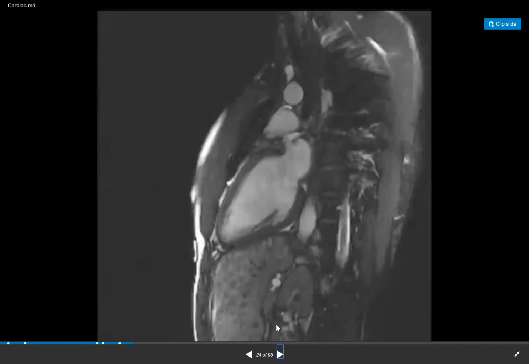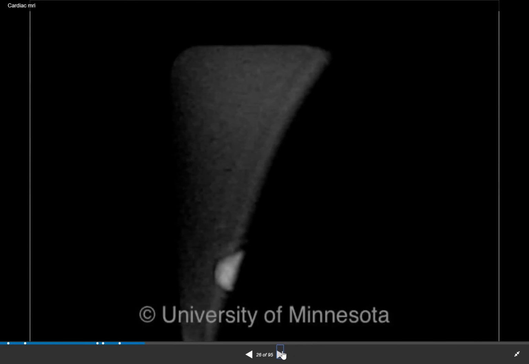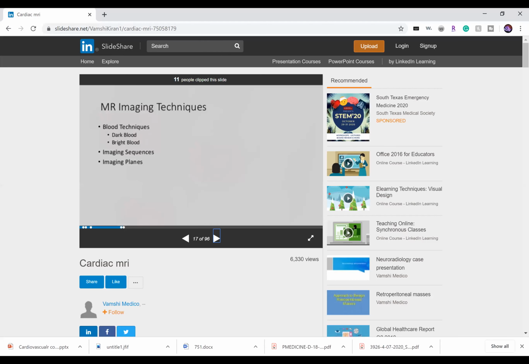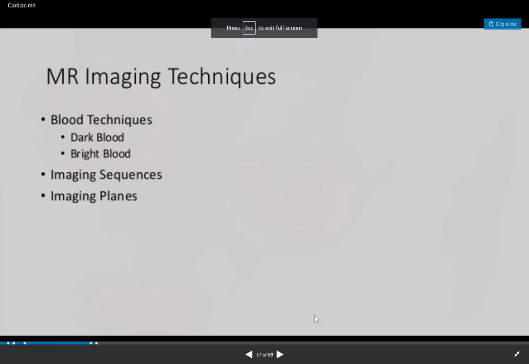So as I said, this is like 2-chamber views. I think I wanted to stop here. I have another slide set that I wanted to go over really quick.